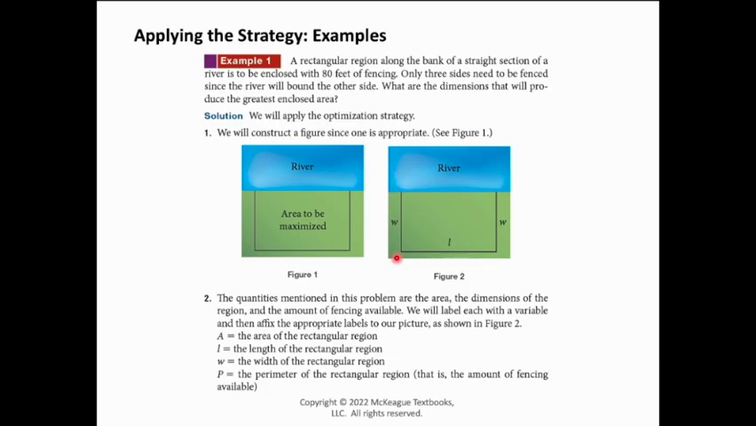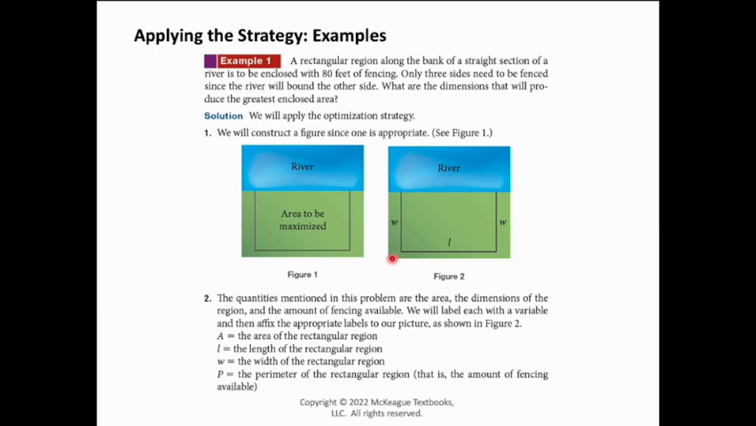So here's our first example. Let's try and use the guidelines they gave us to solve this question. It says a rectangular region along the bank of a straight section of river is to be enclosed with 80 feet of fencing. Only 3 sides need to be fenced since the river will be bound on the other side. What are the dimensions that will produce the greatest enclosed area?